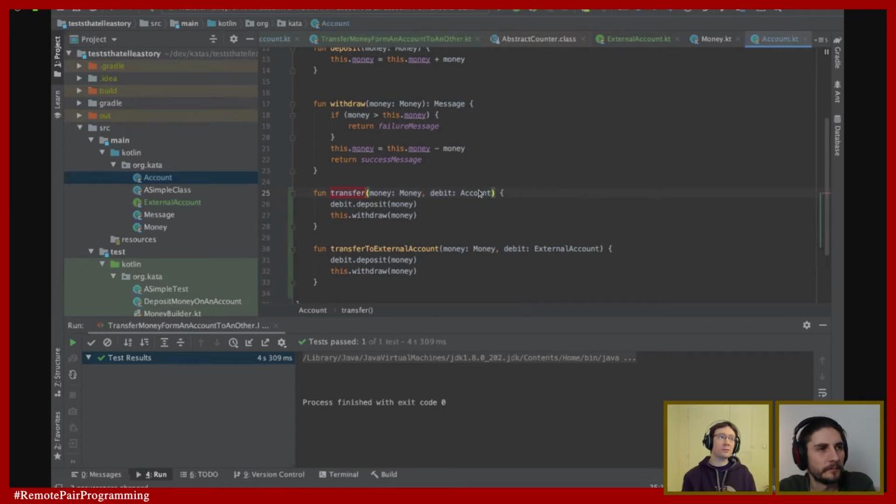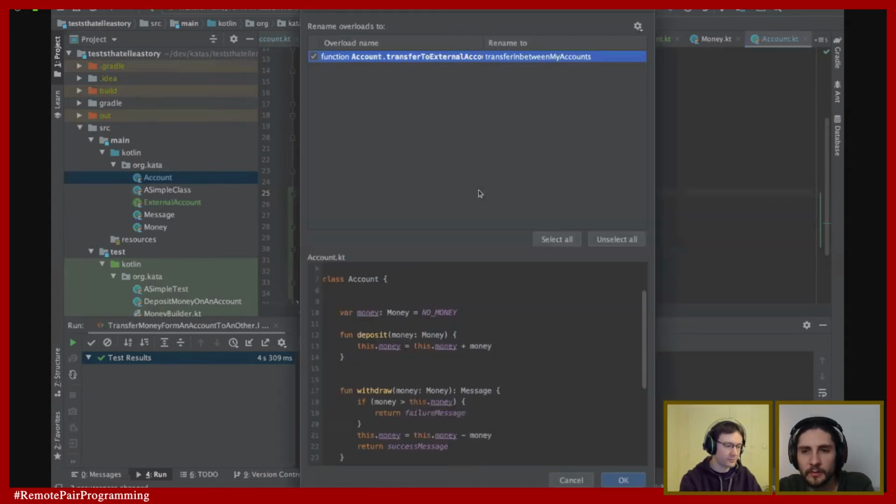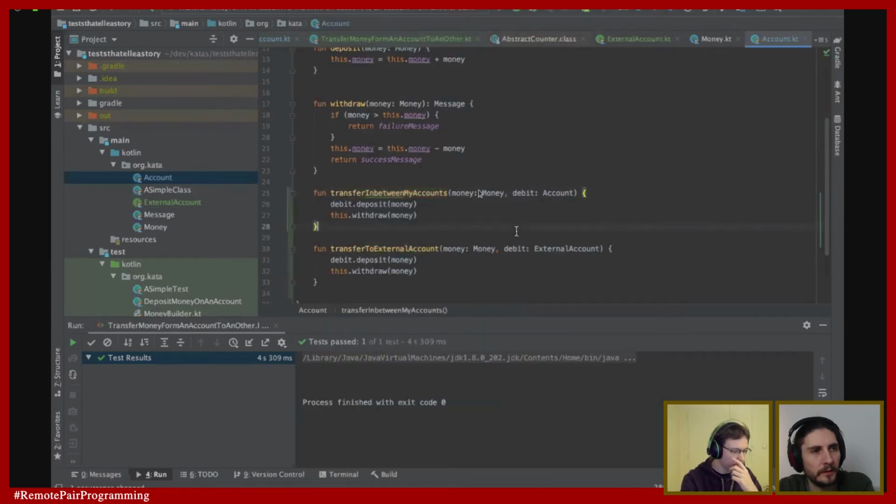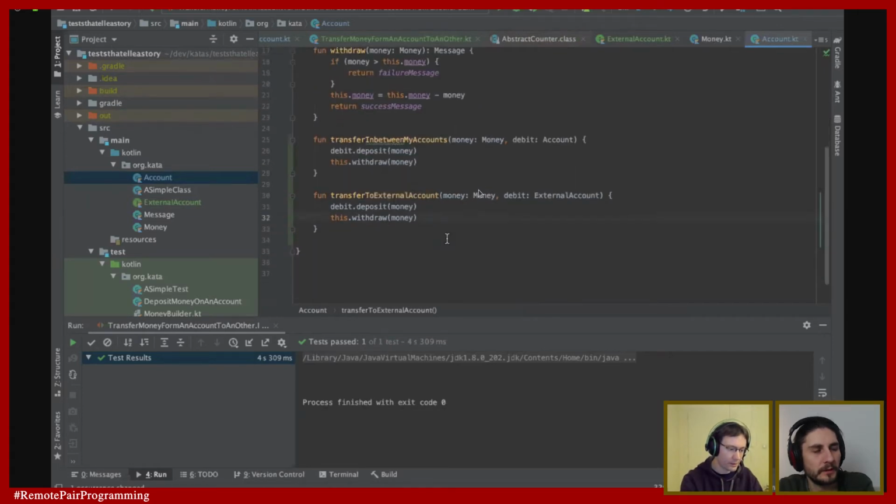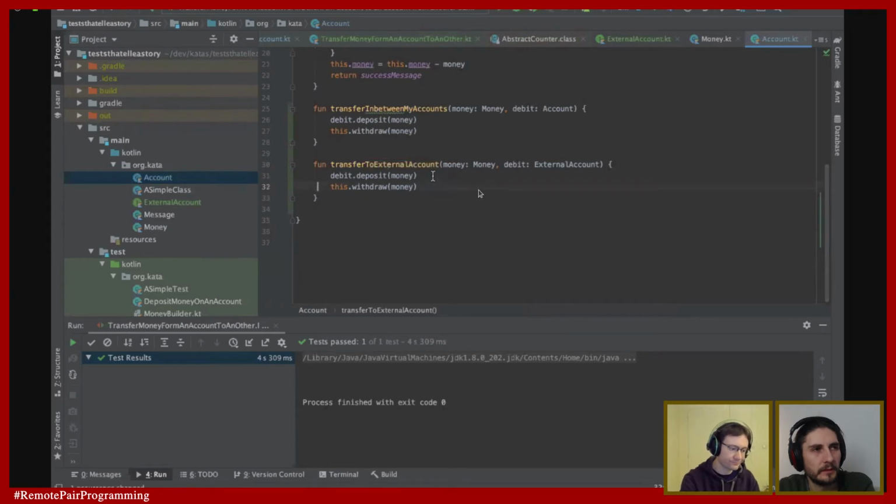Is this only my accounts, or an account and another account from the same bank? It's in between my accounts. So there is the third situation where we need to transfer to someone else who has an account in the same bank, and we can check. So that's not an external account. External account means that's from another bank.